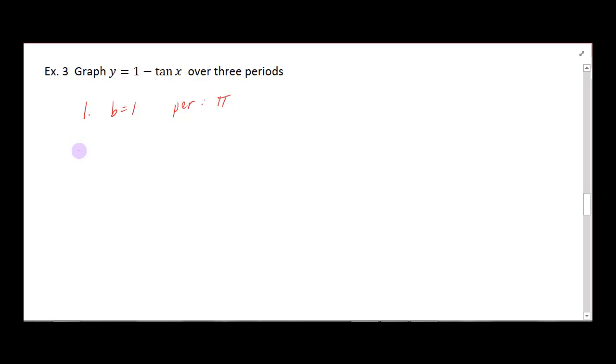The second thing I want to do is determine what the asymptotes of this function are. Remember also that asymptotes for tangent are found by solving the equations bx is negative pi over 2, and bx is positive pi over 2. Since b in each of these cases is just 1, my first set of vertical asymptotes occur at negative and positive pi over 2.